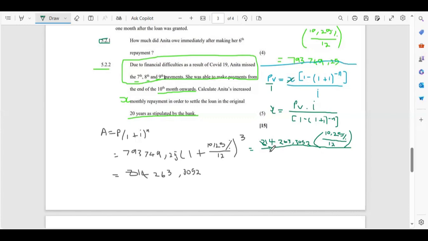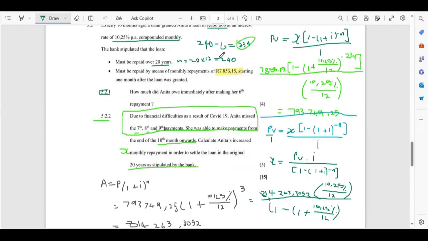Now let me just write down my denominator. So my denominator is 1 minus 1 plus my interest, which is 10.25%, and this interest is compounded monthly. Now remember, this is to the power negative n. Now what is my n in this case? Now the total months were 240.